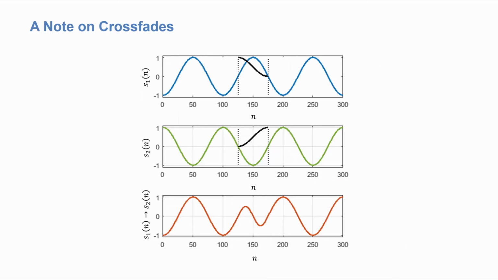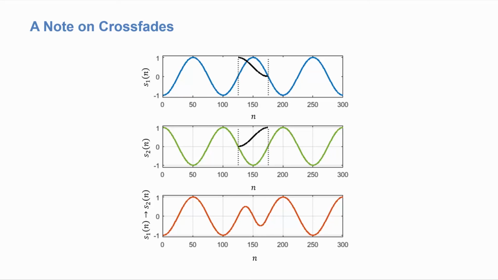Assume that we want to crossfade between the blue and the green signals that are 2 sine waves of identical amplitude and frequency that are shifted by half a period relative to each other. The fade takes place between the vertical dotted lines, and the cosine-shaped fade slopes are indicated by the black solid lines. The result of the fade is shown in orange in the bottom plot. As a result of the crossfade, the instantaneous frequency of the output can be totally different than the instantaneous frequencies of the input signal. This can result in clearly audible artifacts.